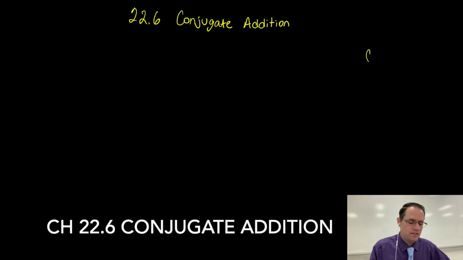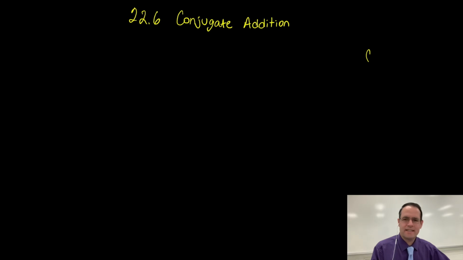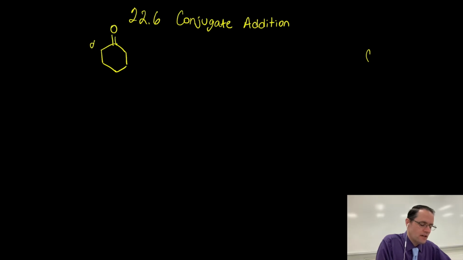Conjugate addition is an interesting and kind of complicated thing that we cover in organic chemistry. So let's first discuss how we can form alpha beta unsaturated ketones and aldehydes. If we've got a ketone, we know what that looks like. Here's the alpha and the beta carbons respectively. If we have a double bond between those two positions, we call this an unsaturated or an alpha-beta unsaturated ketone.